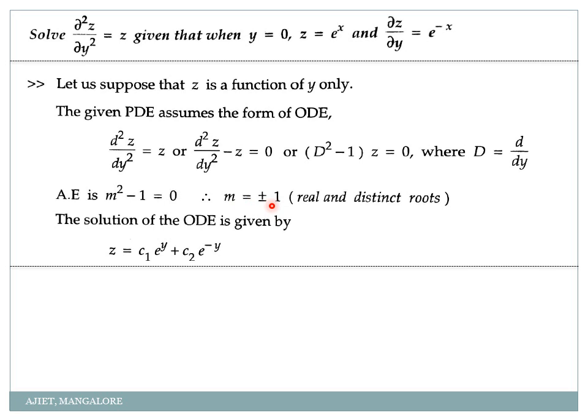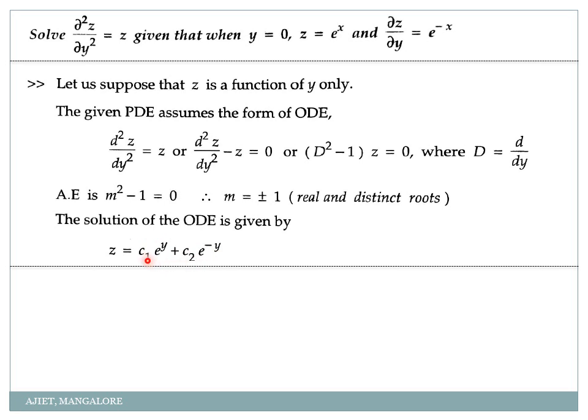How will you write yc? Not yc, in this case z. c1 into e power, don't write x here. Observe, my dear students, the variable is y, that's why I said be careful. z = c1 e^y + c2 e^(−y). Don't be in a hurry and write x, your entire problem will go wrong. So please be careful. First identify which is the variable and which is the constant. y is a variable, x is a constant. So it will be c1 e^y + c2 e^(−y).